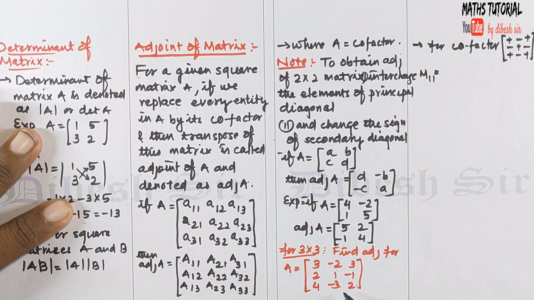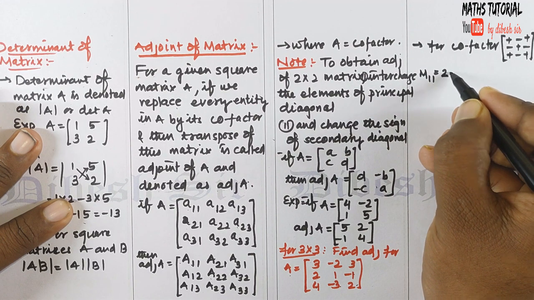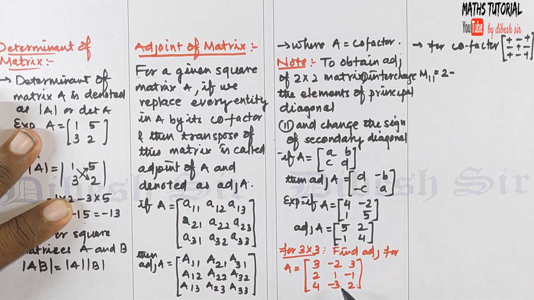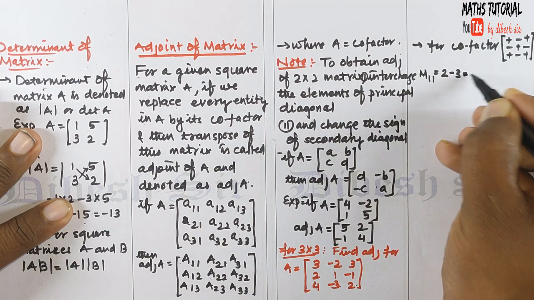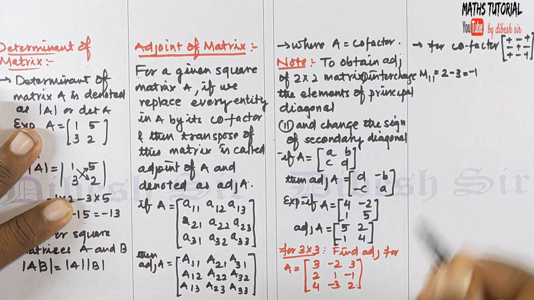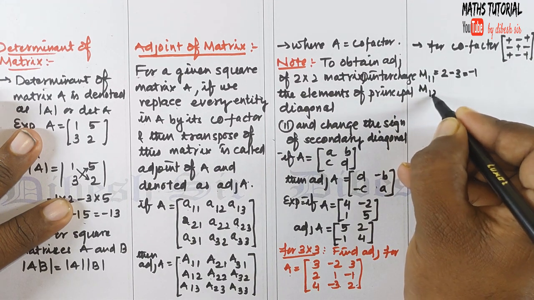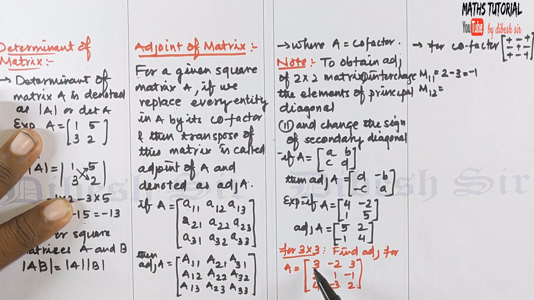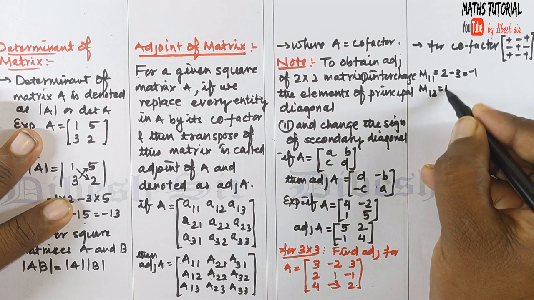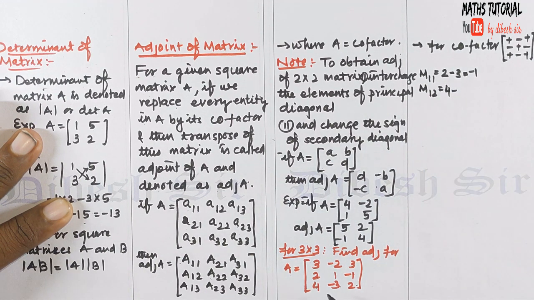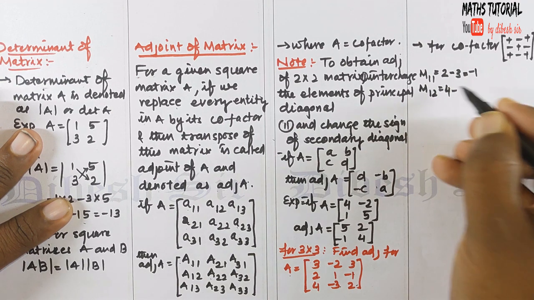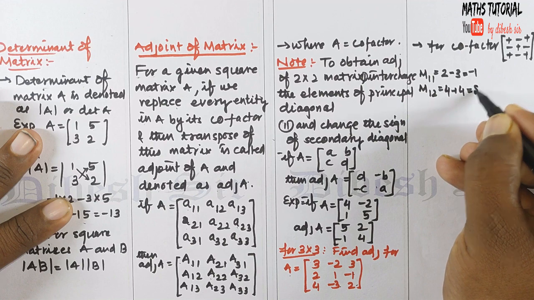That is 2 into 1, 2, minus 3 into minus 1, plus 3. So 2 minus 3 is clearly minus 1. Next find M12. M12 means close first row and second column. Then find the determinant of the remaining matrix, that is 2 into 2 is 4, minus 4 into minus 1, that is minus minus plus 4. It becomes 8.